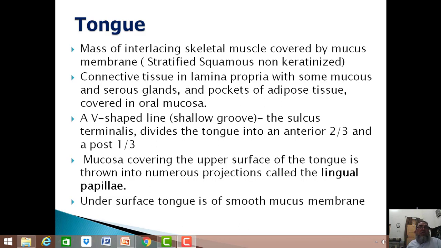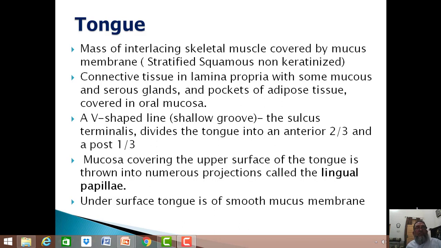My dear students, we will continue the histology of the oral cavity. Today we are going to start with the tongue. You all know that the tongue is a characteristic structure found within the oral cavity, meant for speech, deglutition, and movements of the food particles within the oral cavity.